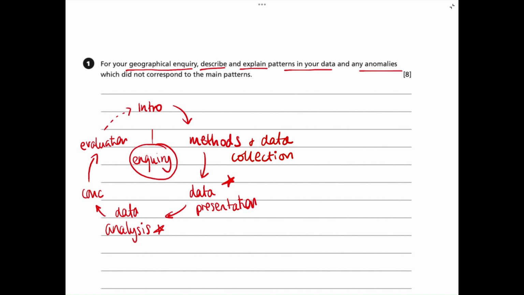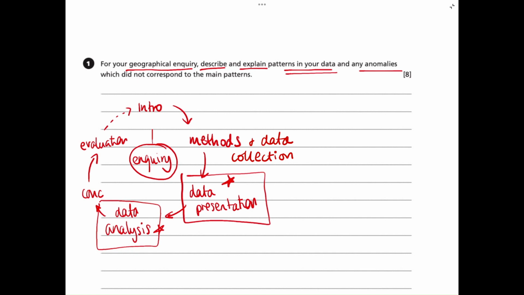So this says, describe and explain any patterns in your data and any anomalies which did not correspond to the main patterns. So in your data presentation, you would have drawn graphs, or you may have annotated a photo, and you would have found patterns, hopefully, or something which didn't fit the pattern. And then hopefully you have analysed it in this section here. So this question is mainly asking you to think about, what did you find? Did it link to your hypothesis? You need to describe it and explain it.